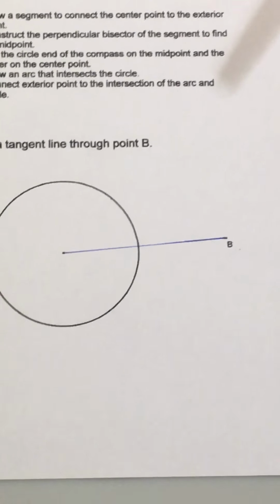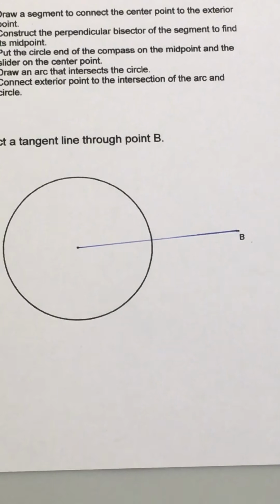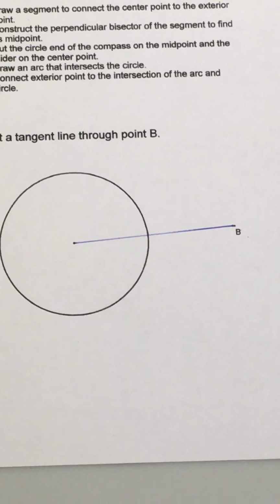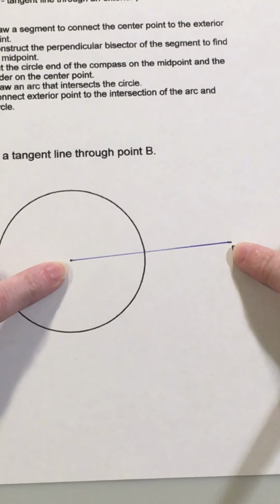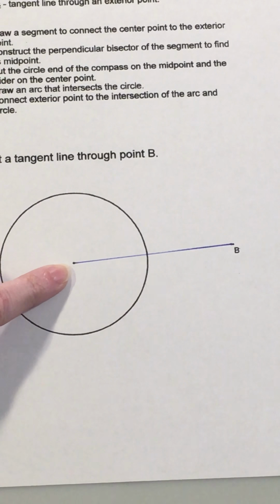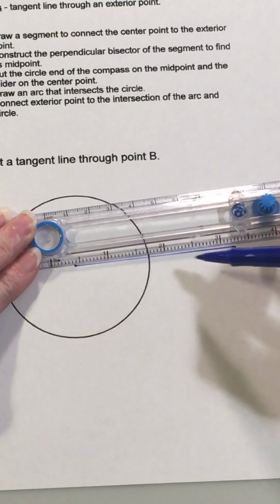This construction is a tangent line through an exterior point. Step 1, draw a segment connecting the center to the exterior point. So here's your center, here's your exterior point. I've already drawn it in for you. Just use the edge of your compass setting, draw it in.